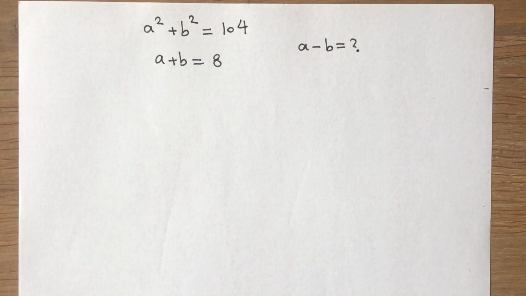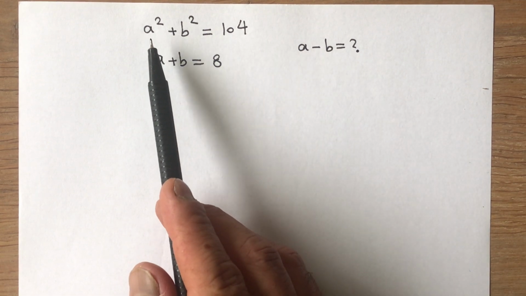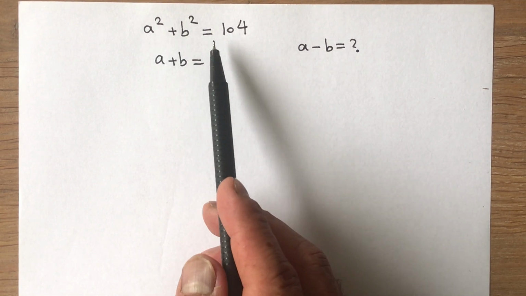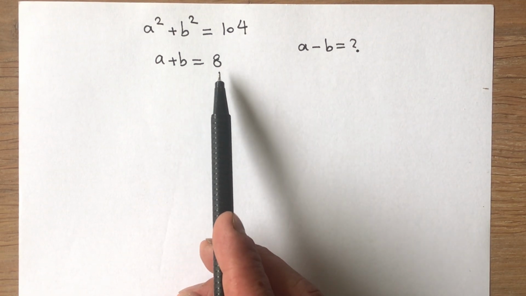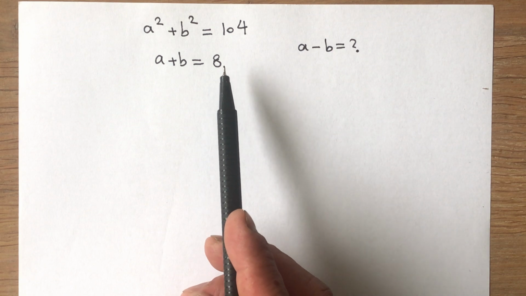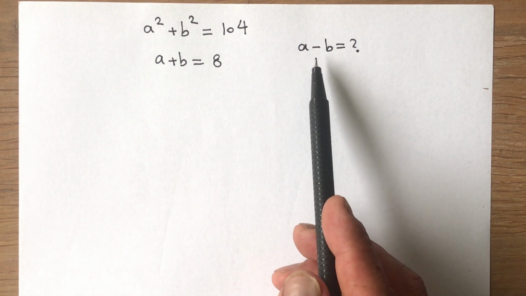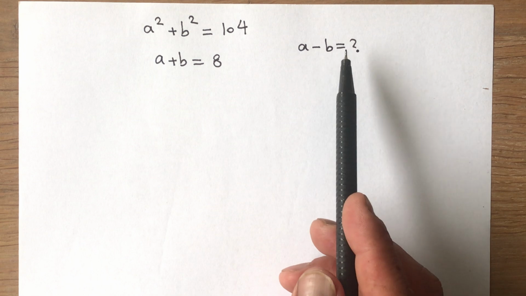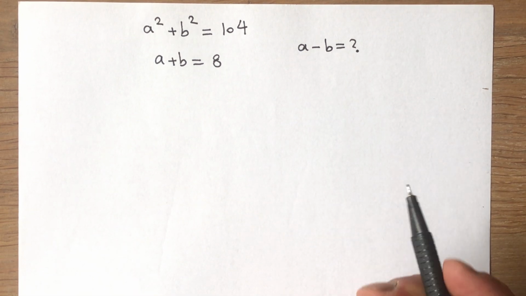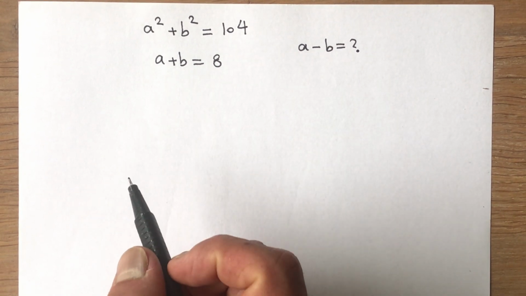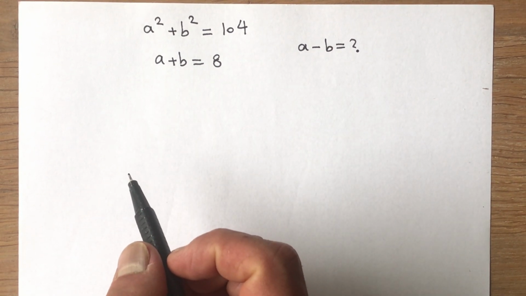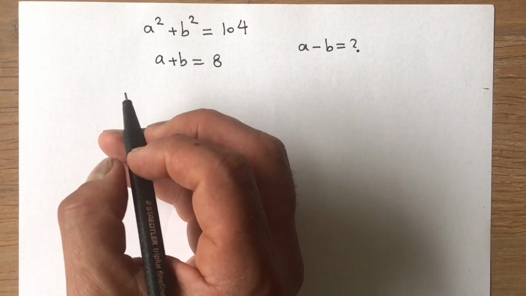Hello everyone. In this problem, we have a squared plus b squared equals 104 and a plus b equals 8. And we want to find the solution of a minus b. So, from the first and second equations, I can use an algebraic identity and find the solution.